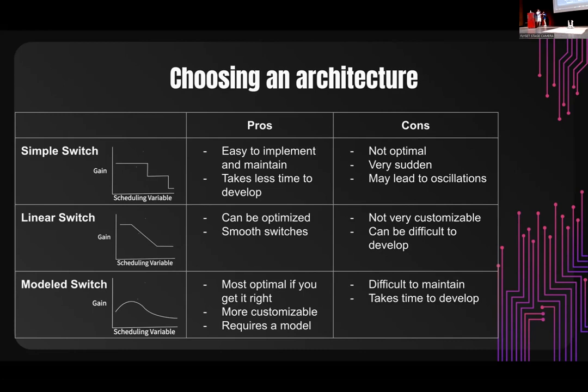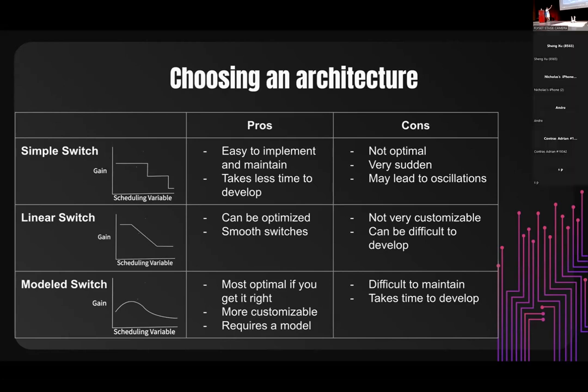So next up, we have the linear switch, which is essentially you just choosing your design points and linearly interpolating between them. So this can be optimized a lot more than the simple switch because you can control how far you want your line to go. And it's a lot smoother, so you don't have problems with oscillations or sudden changes. Also, some problems are that it can be a bit difficult to develop, or at least it's more difficult than the simple switch we have up there.